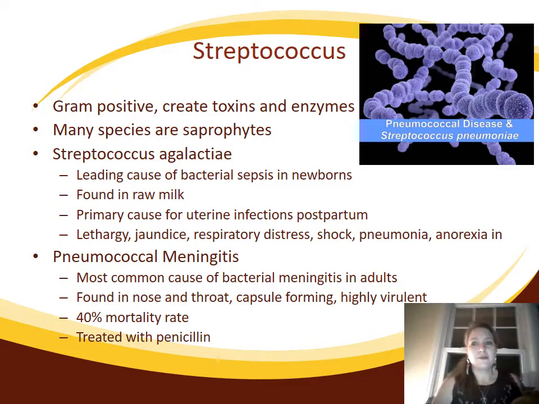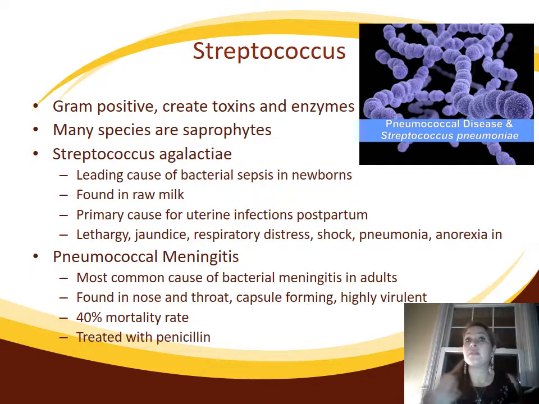So we are looking at Streptococcus now. Streptococcus is a gram-positive contaminant, and it creates both toxins and enzymes. And many of these species are going to be saprophytes. And as we remember from our previous lecture, saprophytes feed on dead human tissue.